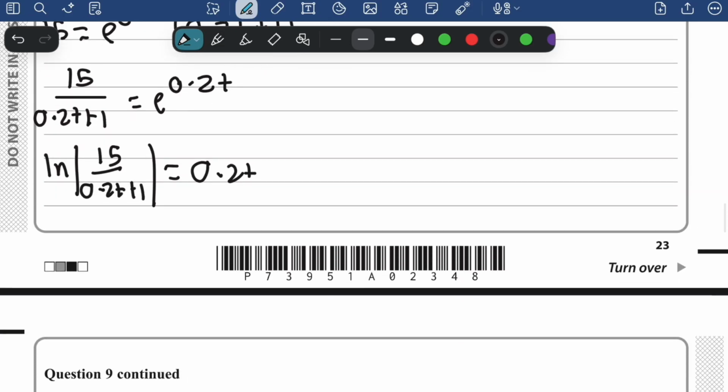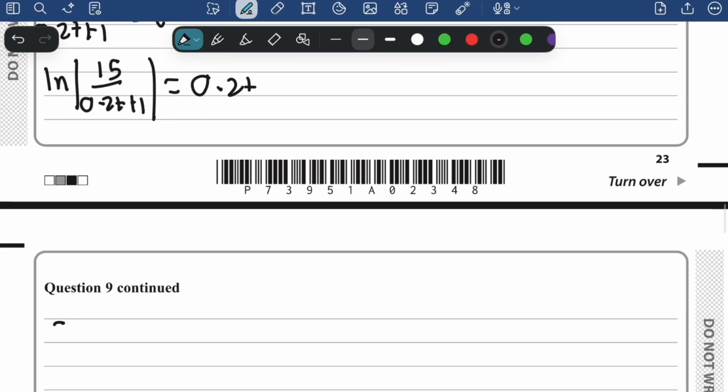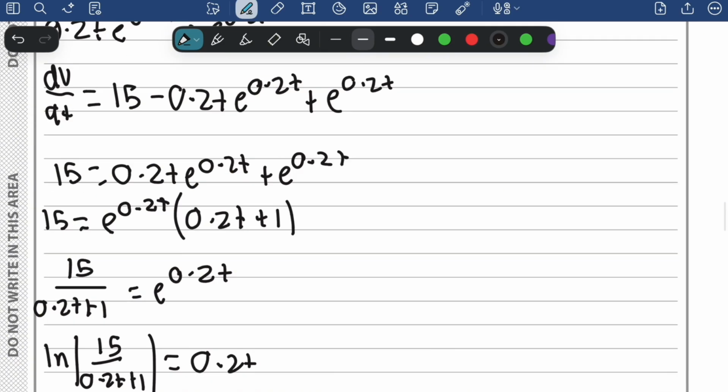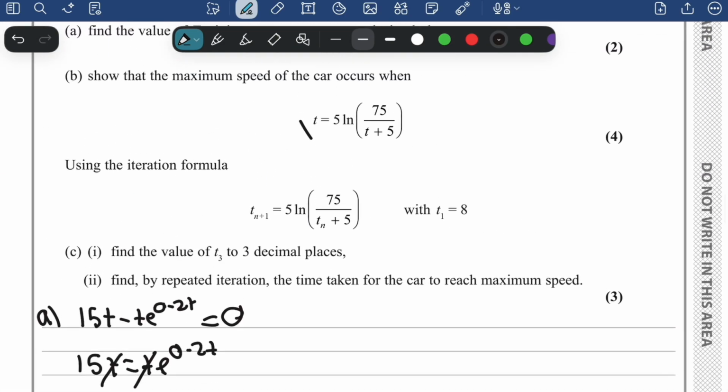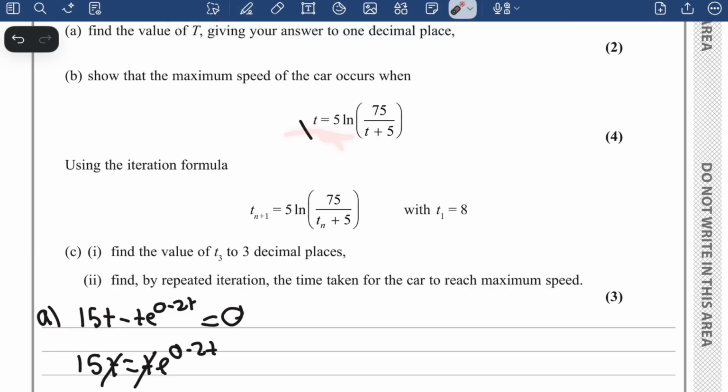Then if we divide everything by 0.2, we'll get 5 ln(75/t) add 5 equals t. Okay, which is this, right?